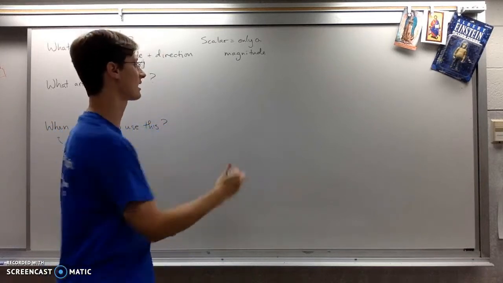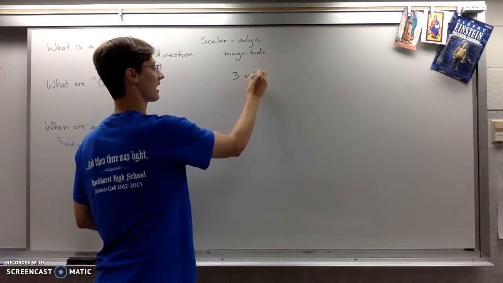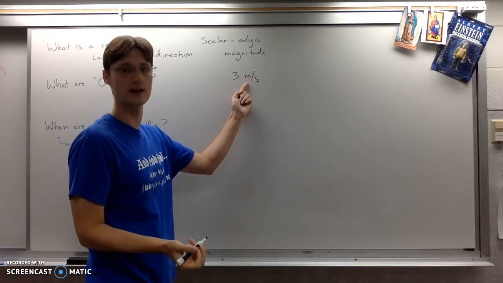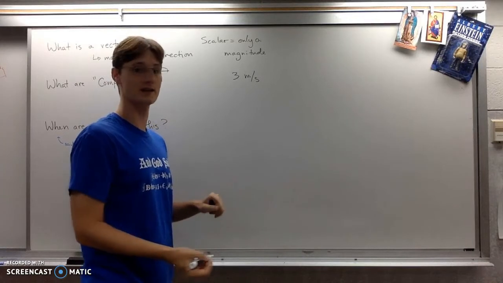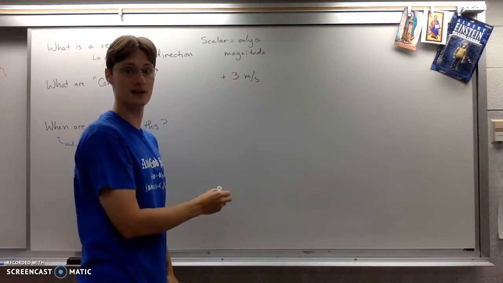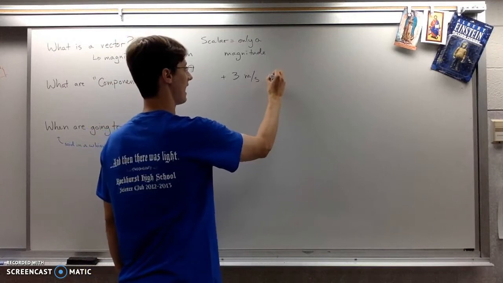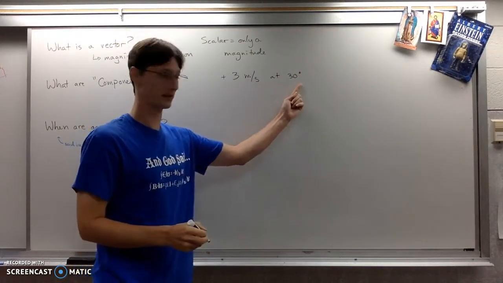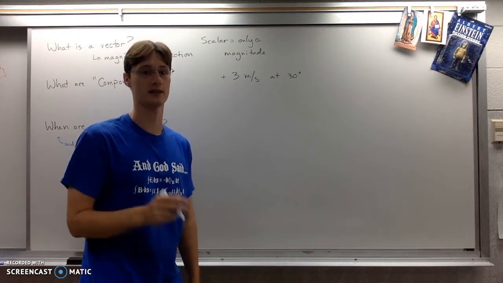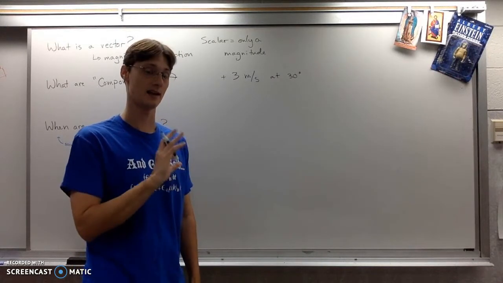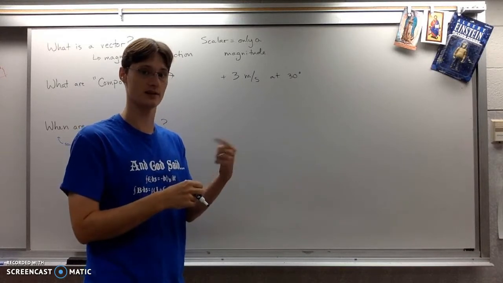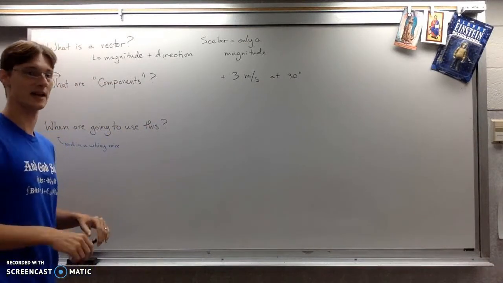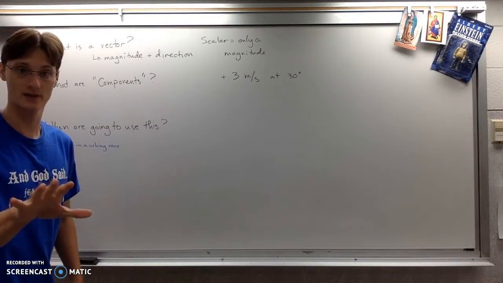Okay? So if you see 3 meters per second, the 3 is the magnitude. This is, of course, the unit. And this would be a vector if I did something like put a positive sign in front of it, or say it's at 30 degrees. And now this is the sort of thing that we're going to have to learn how to handle in this unit, is when it's at an angle and not just plus or minus. All right, now, the way that we tackle that is trigonometry.